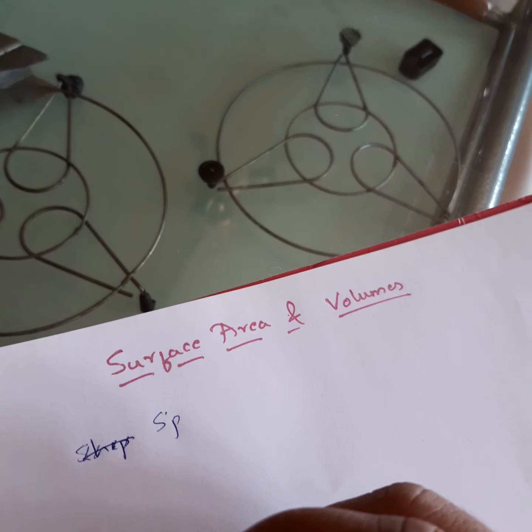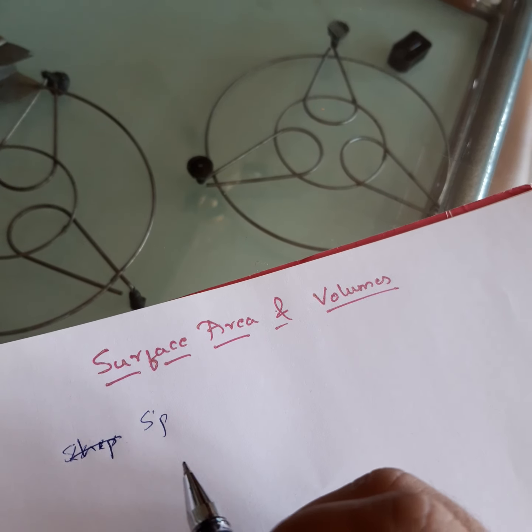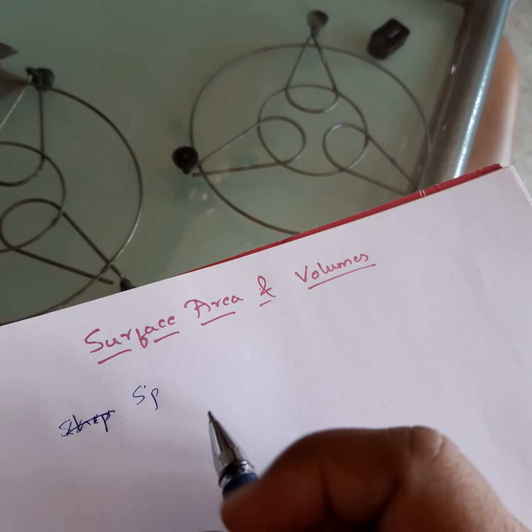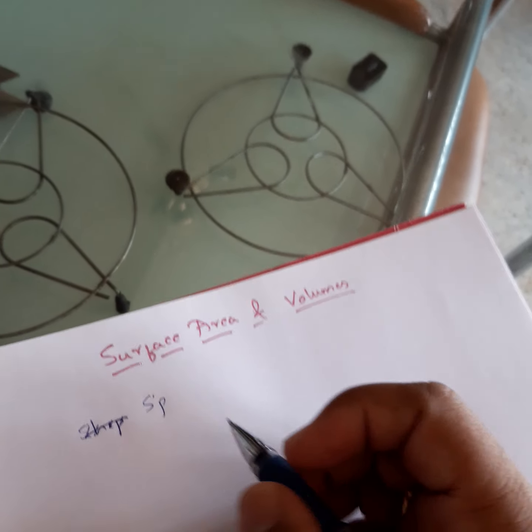Okay, let us start the next chapter, the surface area and the volume. Before starting this chapter, let us recall what you studied in the last standard, that is ninth standard.